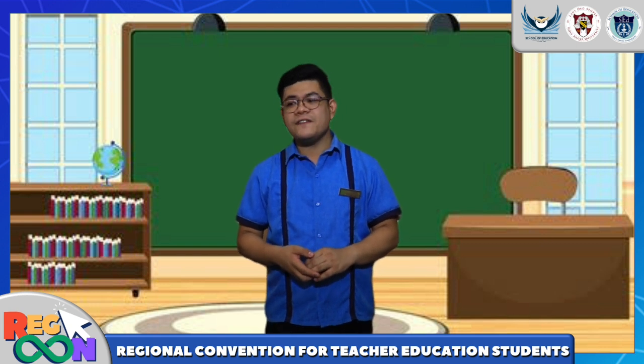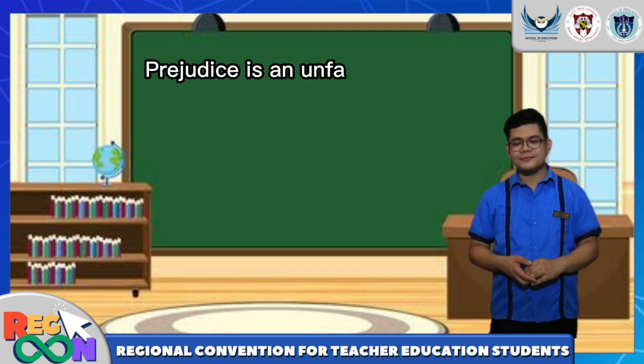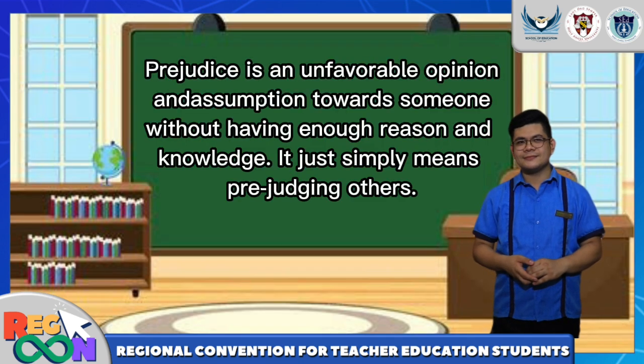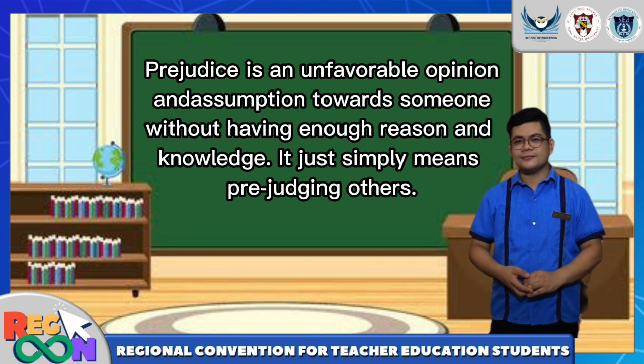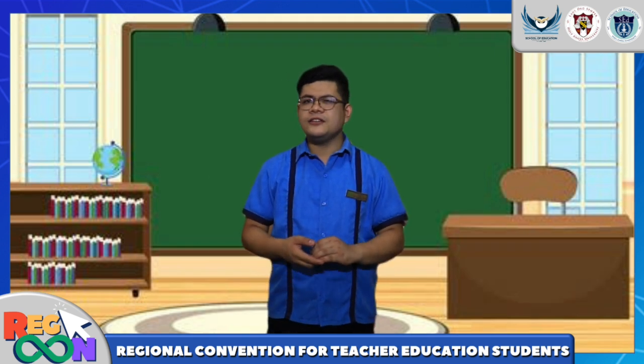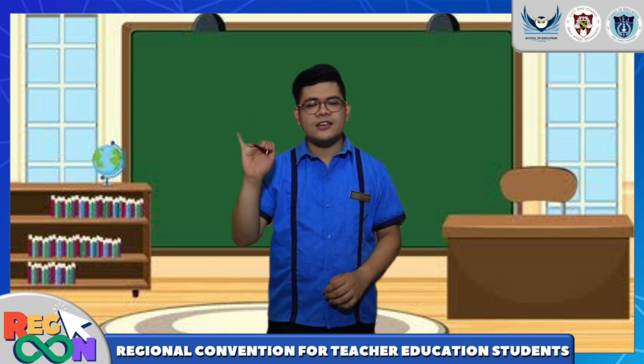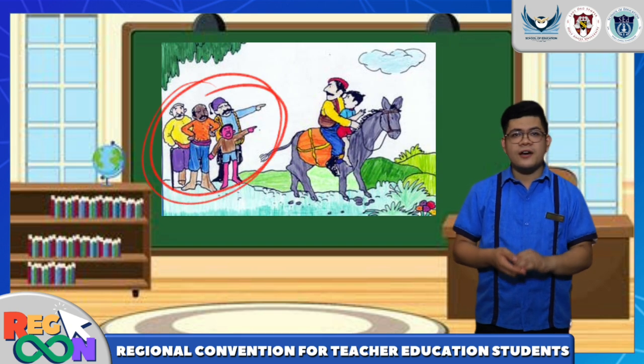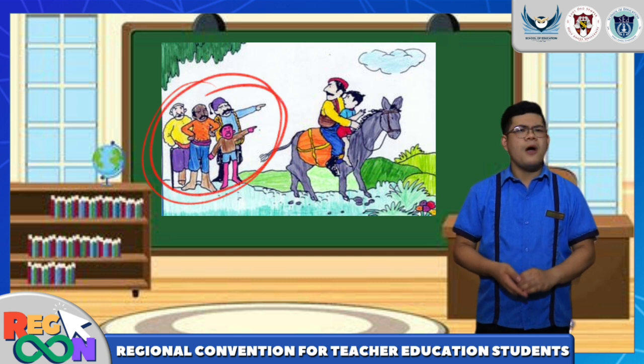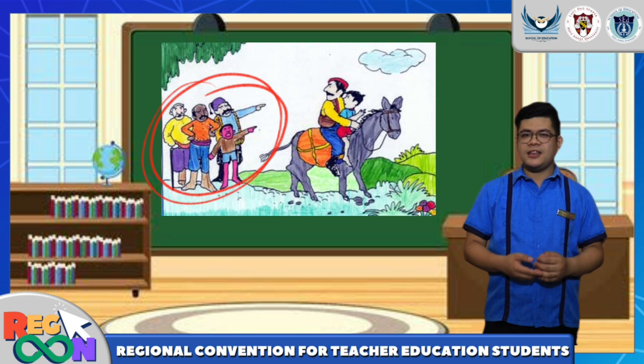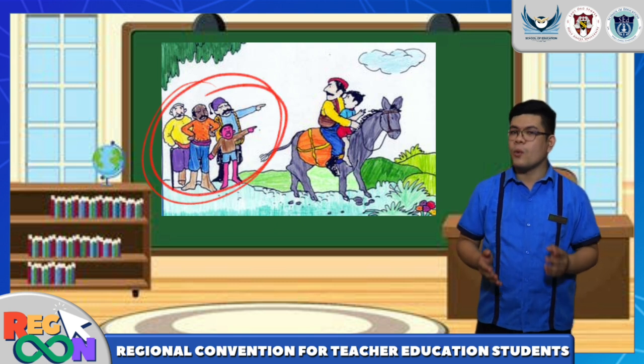Lay, please read the definition of prejudice. Thank you, Lay. So class, this feeling can be converted into action by discriminating against a person or another. Moreover, it can also be in terms of race, age, gender, sexual orientation, class status, religion, nationality, and so on. So in the story, they always prejudge the father and his son without knowing the real story why they are in that situation. In addition to that, they only base their judgments on what they see.